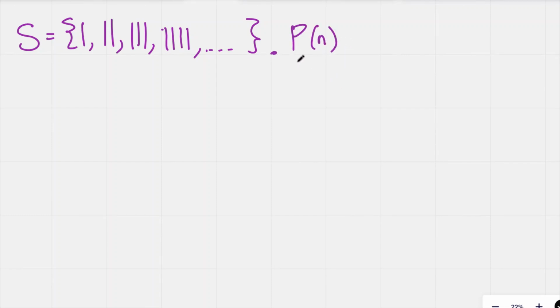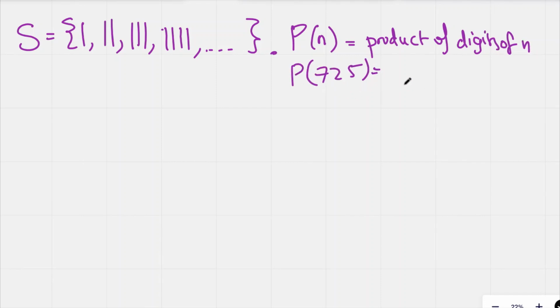It has 1 in it, it has 11 in it, it has 111 in it, 1111 in it, and so on. All the positive integers whose decimal digits are just 1s. Okay, and I'm also going to introduce another function here, p of n. And p of n is very similar to d of n, but it's just going to be the product of the digits of n. So for example, p of 725 would be 7 times 2 times 5, which is 70.